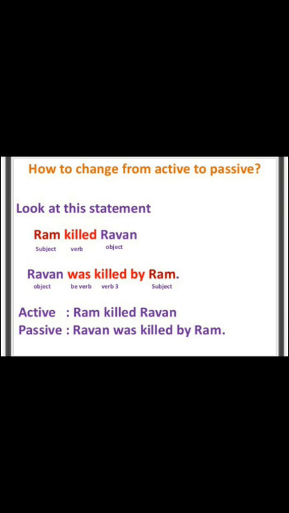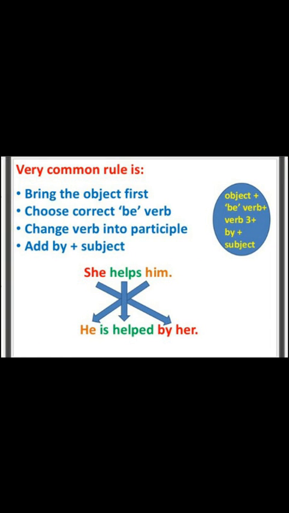Okay, in the first sentence Ram does the action. The first sentence is active voice and the second sentence is passive voice. Here Ravan was killed by Ram. More emphasis is given on the action. Active: Ram killed Ravan. Passive: Ravan was killed by Ram. The very common rule is bring the object first. This is the rule, how you have to change active into passive.